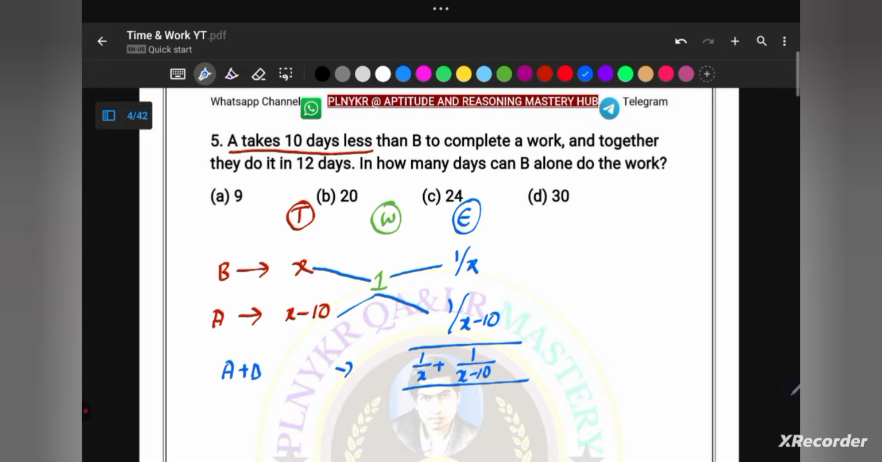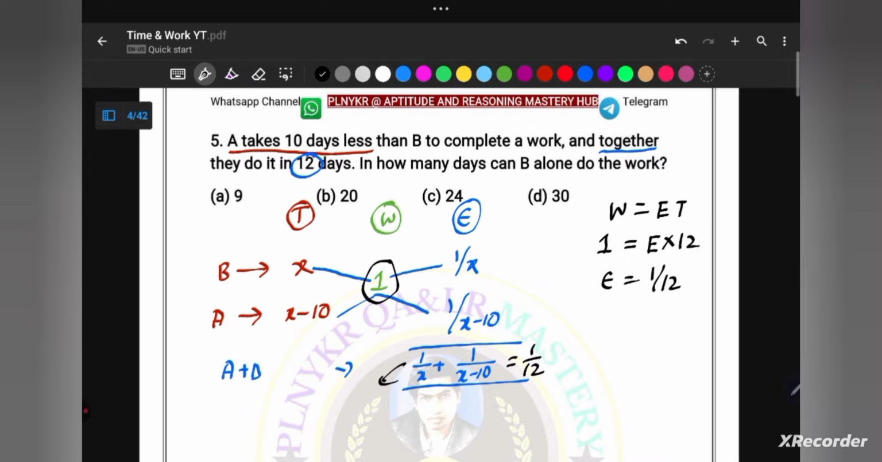But in the question he mentioned 12 days when they are working together. We know the basic fundamental formula. What is that? W equal to ET. We have taken the work as the 1 unit, so W equal to 1, whereas E is the overall efficiency we will be taking. Overall time, how much is he mentioning? 12 days. So E will be equal to 1 by 12.